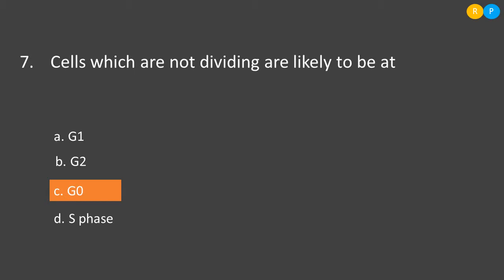Then option A, G1. The G1 phase is the phase where the synthesis of substances and enzymes necessary for DNA synthesis takes place.